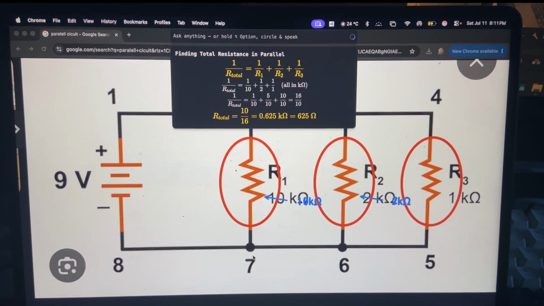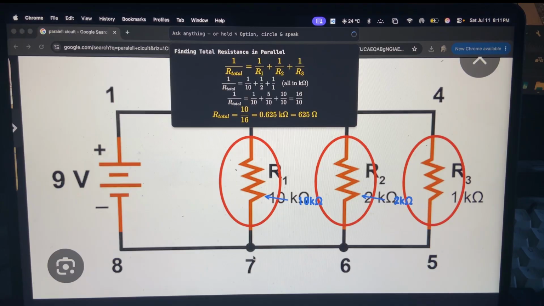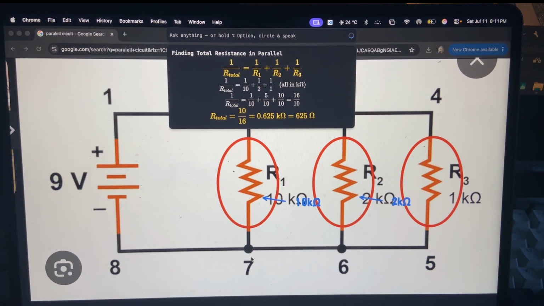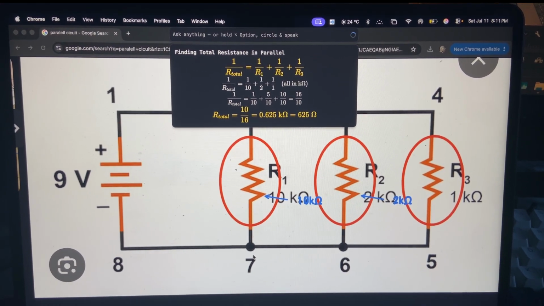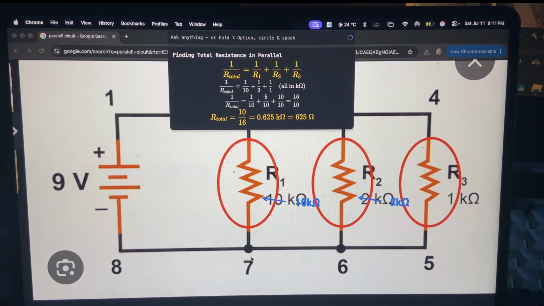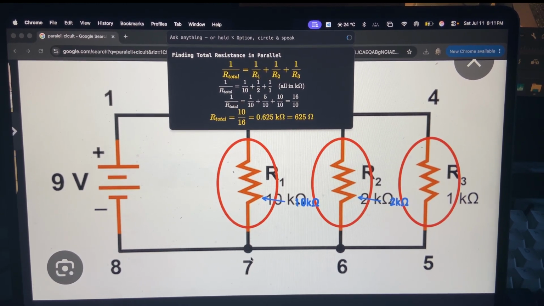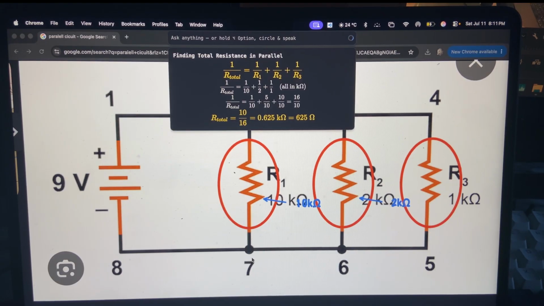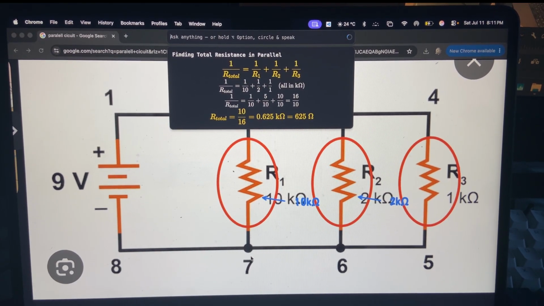Notice it's smaller than the smallest resistor. That always happens in a parallel circuit. The total resistance of this parallel circuit is 625 ohms. In parallel, you always add the reciprocals of each resistor, then flip the answer. And the result is always smaller than the smallest resistor in the group.